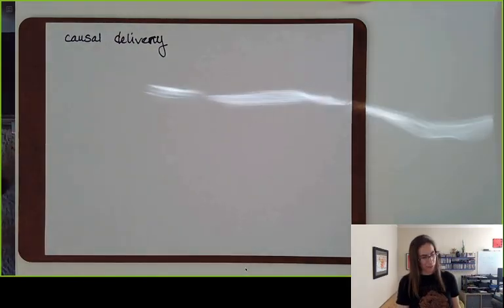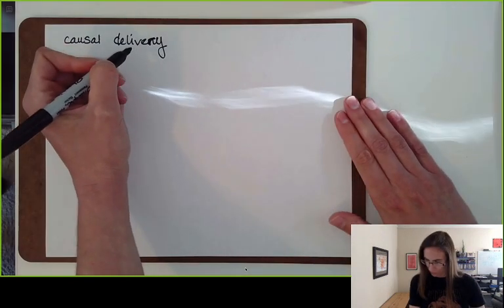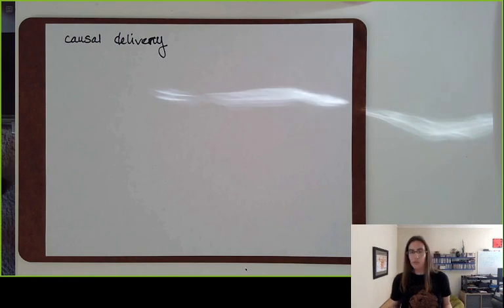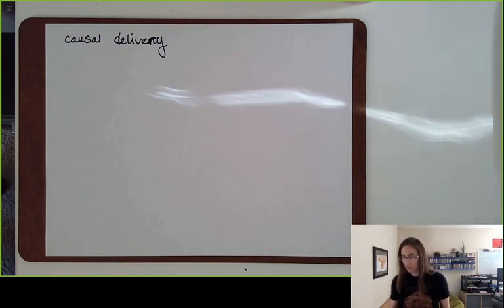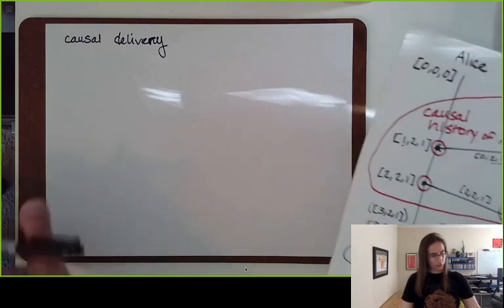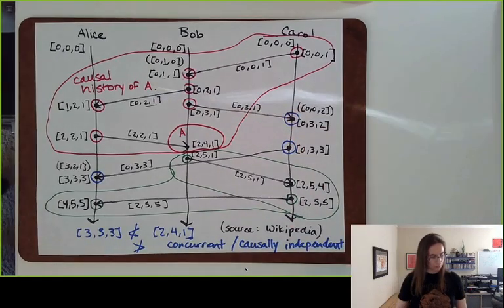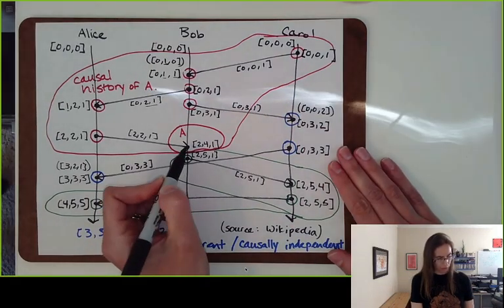All right, so what's causal delivery? What does that mean? Well, it's got to be something like, don't deliver a message until you've delivered all of the messages that are in the causal history of that message, right? So we just saw a picture a little while ago when we were talking about vector clocks of the causal history of a message, or the causal history of an event, rather.